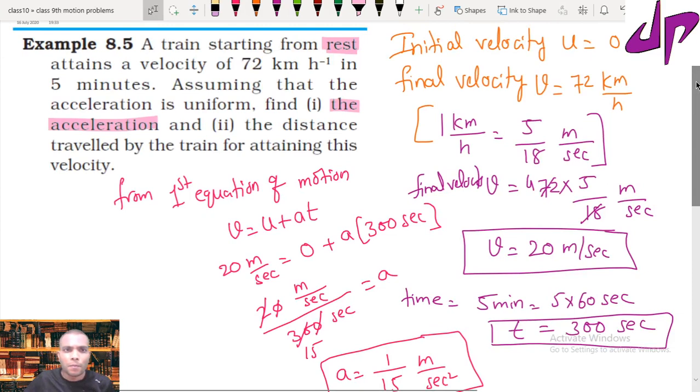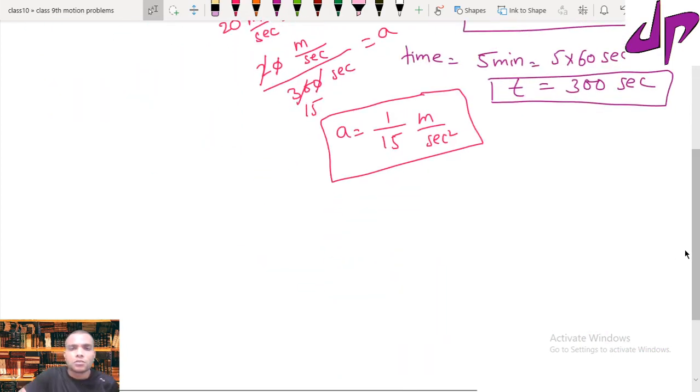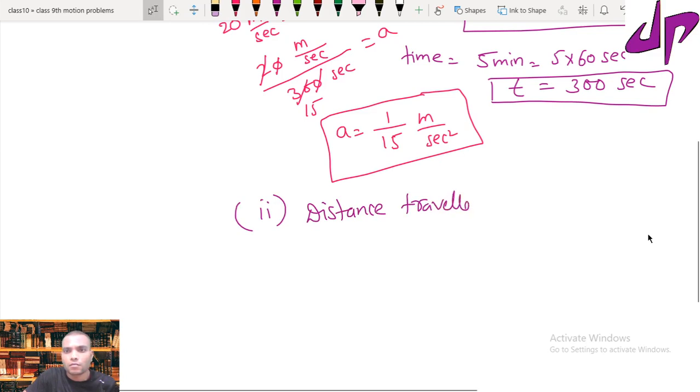Now for the B part of the question, the distance traveled by the train. To calculate the distance, that is the second part. For the second part, distance traveled by the train, so that is the s value we need to find.